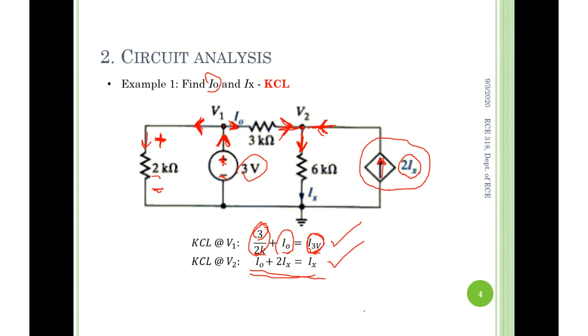Any questions regarding this KCL? It's involving the source, involving the dependent source, involving the resistor. Any questions? Is it also something a little bit rusty? Any questions? All right, if this is fine, then we can move on.